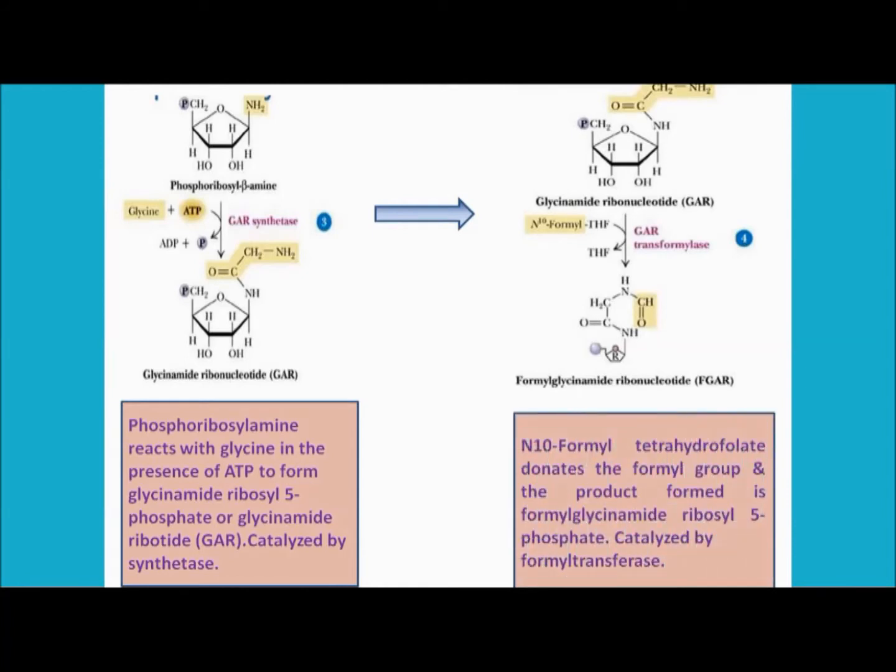Once it has formed, now what will happen? The next step is the N10-formyl tetrahydrofolate. It's a molecule, N10-formyl tetrahydrofolate. It is going to donate its formyl group, and the product formed is known as the formylglycinamide ribosyl 5-phosphate, this is FGAR, and it is catalyzed by the GAR formyltransferase, right?